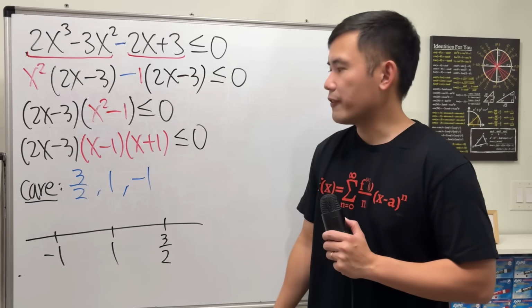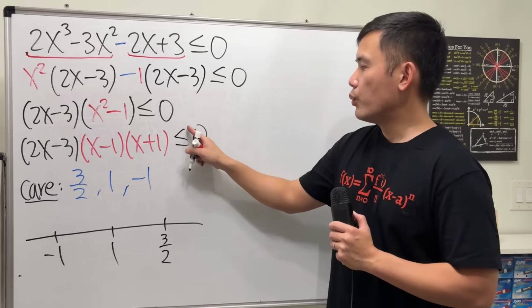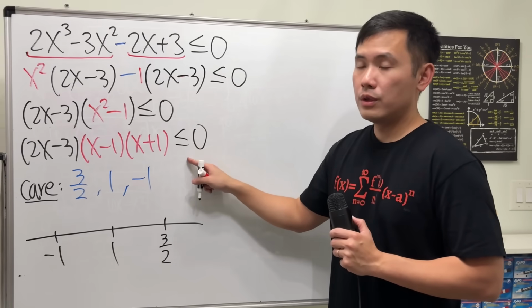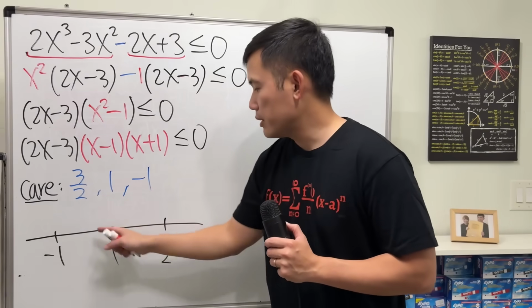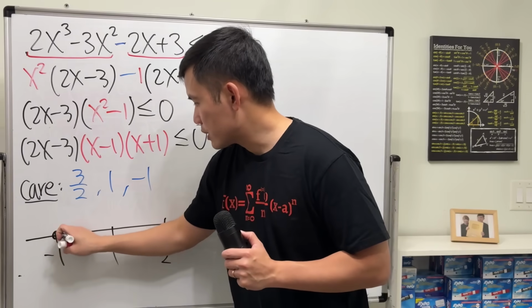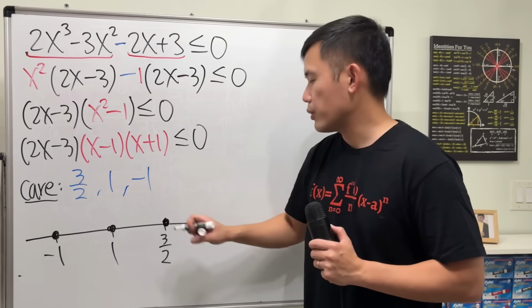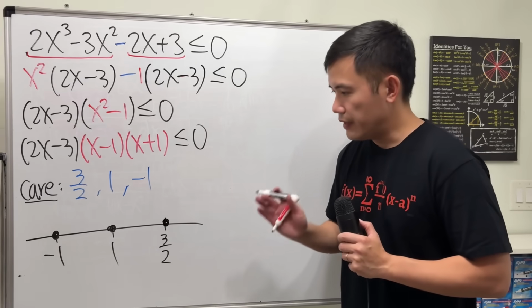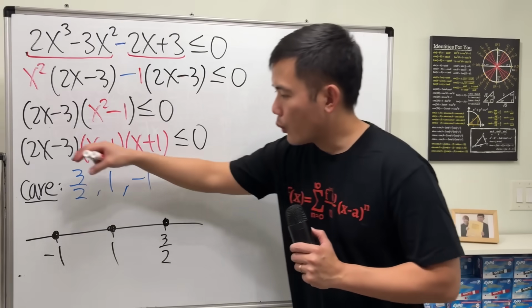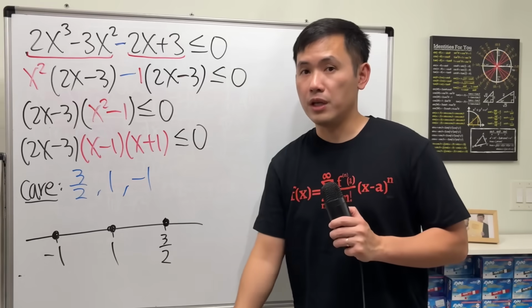Again, it's at 1.5. Now, going back to this inequality, we have less than or equal to. So, we care about these 3 numbers. We are also going to include them. I'm going to use closed circles here, and here. Then, we have to find out which region that we are going to pick, or which interval that we are going to pick.